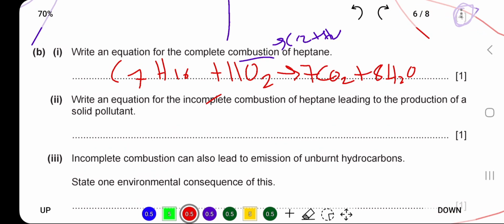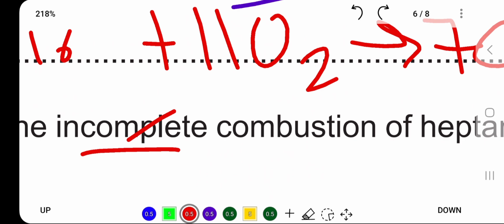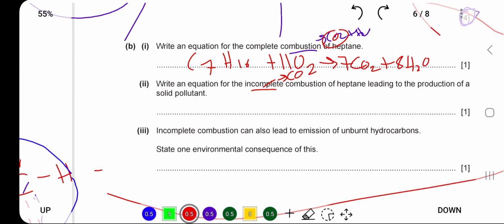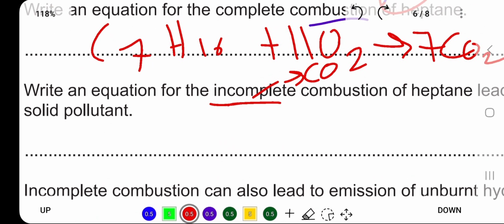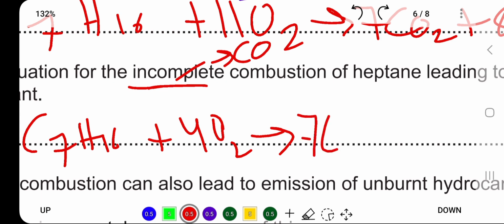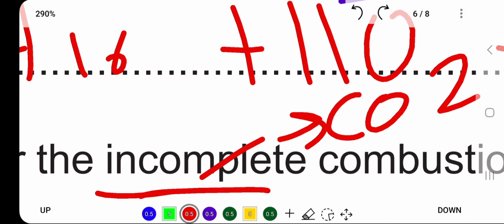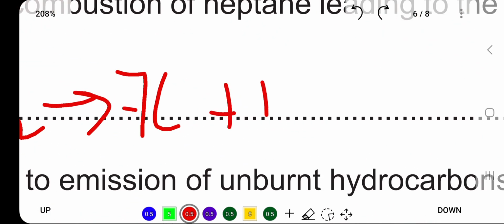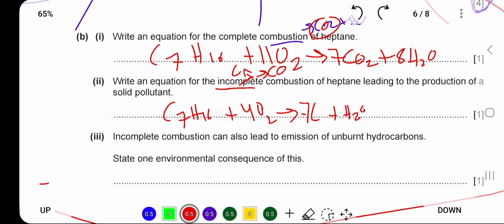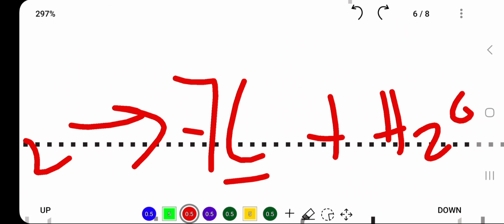Write an equation for the incomplete combustion. Instead of getting CO2, you'll get CO. That's what I mean by incomplete combustion. Refer to the mark scheme for this one. 4O2, 7C, and in this question they said carbon. Okay, so incomplete combustion can give either CO or carbon. It's actually up to you, to be honest. But I guess since we're talking about an alkane, you should write carbon. So okay.